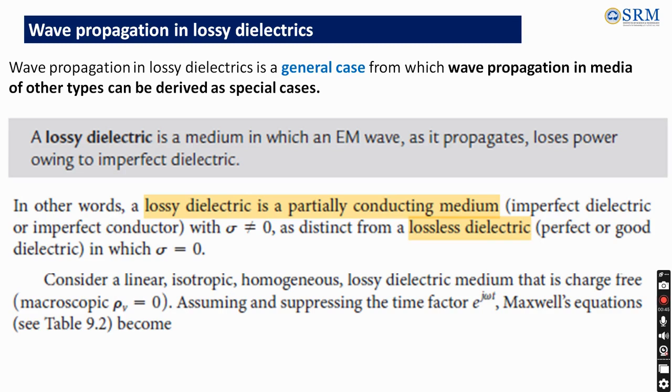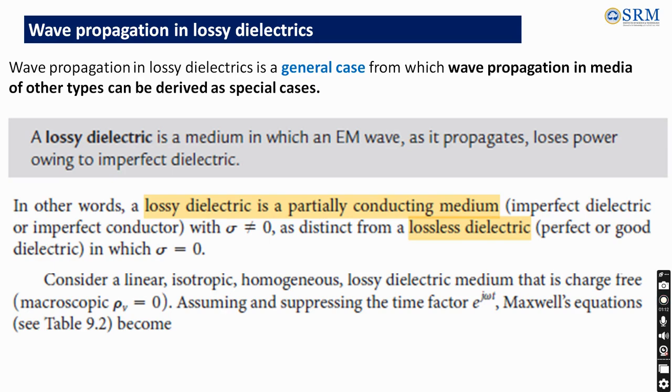Lossy dielectric I can otherwise call a partially conducting medium because it's not a perfect dielectric. It is the imperfect dielectric, or I can say imperfect conductor, where the conductivity is there. Okay, it's not equal to zero, as we compare with the lossless dielectric, where the conductivity is equal to zero, because it's a perfect or a good dielectric. There will be no conductivity.